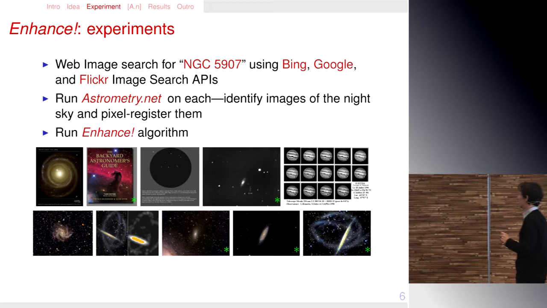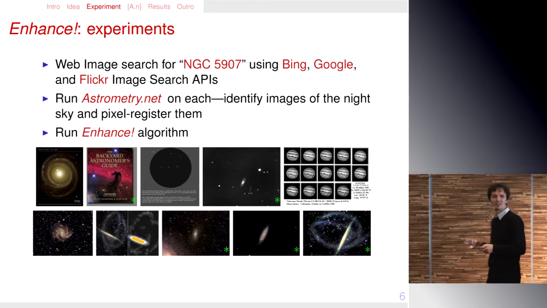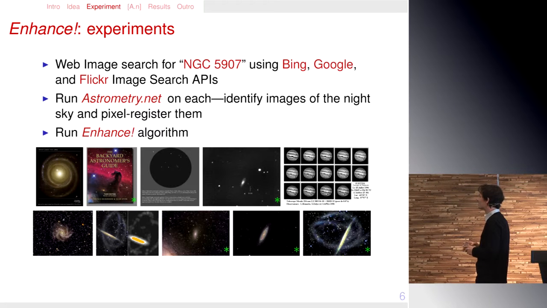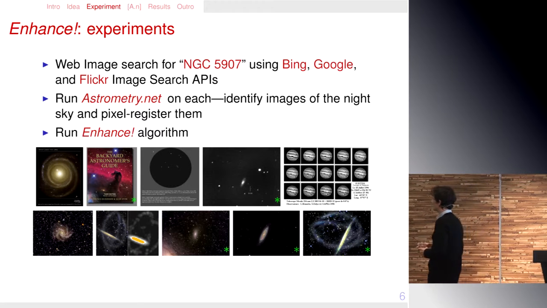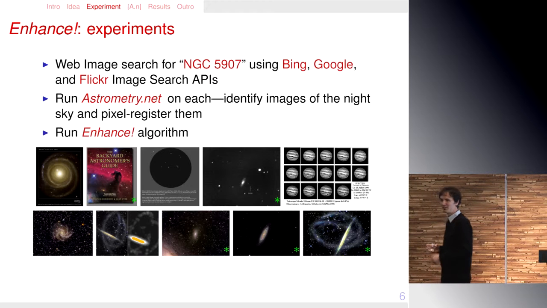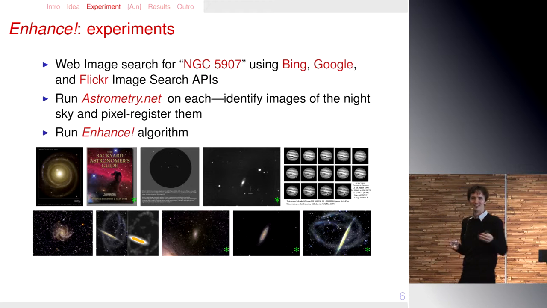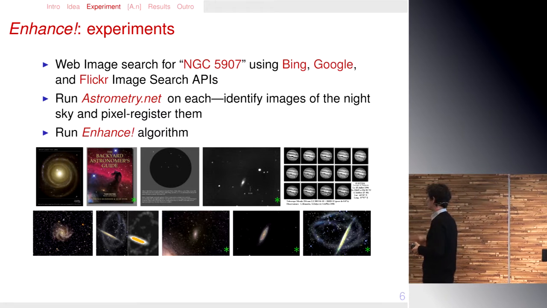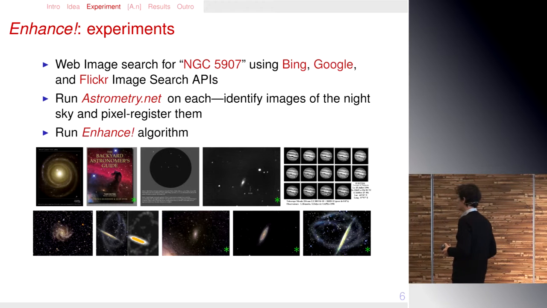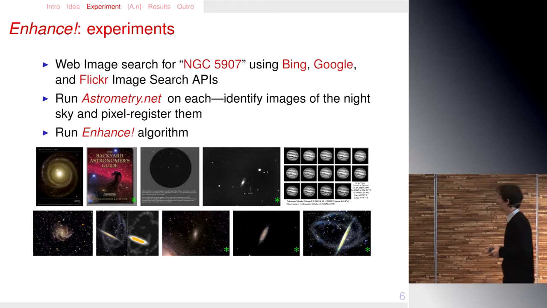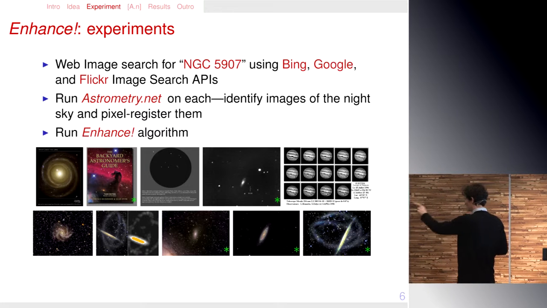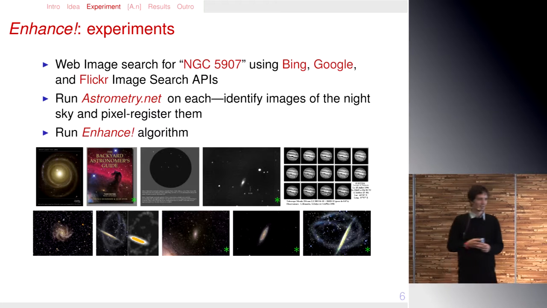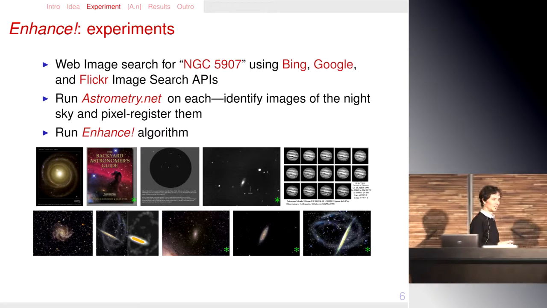All right, so we started with doing web image search for this particular galaxy, NGC 5907, using Bing, Google, and Flickr. We run astrometry.net on each. That's the thing that does the registration for us. So this both identifies images of the night sky and registers them. And then we'll run this dead easy algorithm on those results. So here I'm showing a few of the results from the web image search. The ones marked with green stars were actually recognized as images of the night sky and localized.